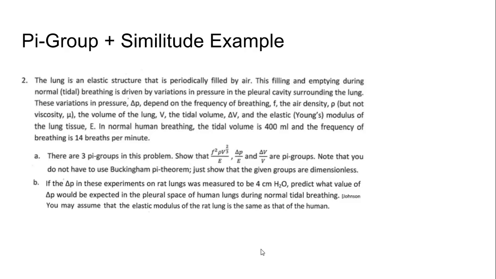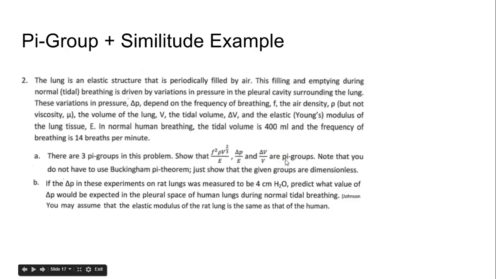Okay, so this is a pi group and similitude problem. It's like a combined problem, right? So I know there's a lot of text here. Here, we're talking about a lung. So it's an elastic structure periodically filled by air. And this emptying and filling during the normal tidal breathing is driven by variations in pressure, and so on and so forth. We're told these are the different variables of interest. So the first part of the question is that there are 3 pi groups in this problem, right? And then we're told to show that this quantity and this quantity are valid pi groups, right?